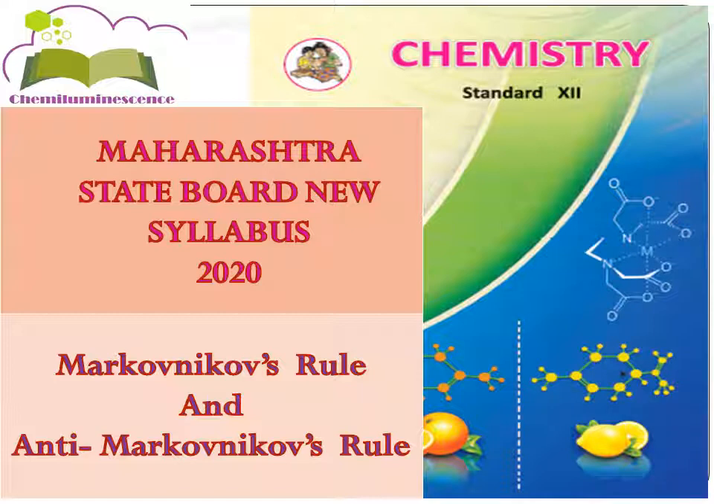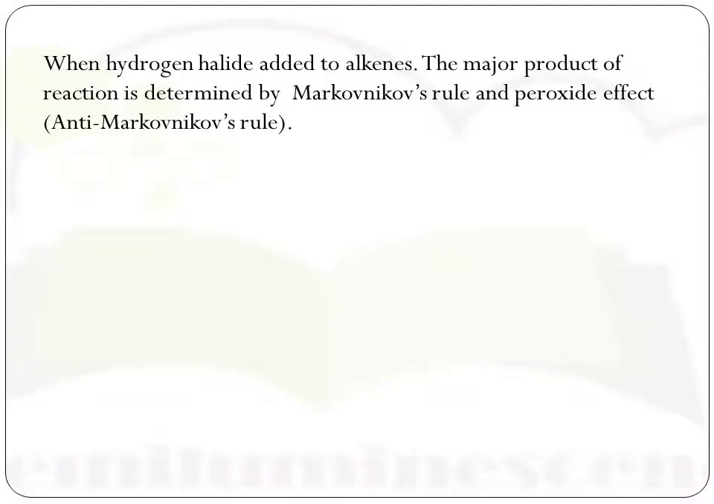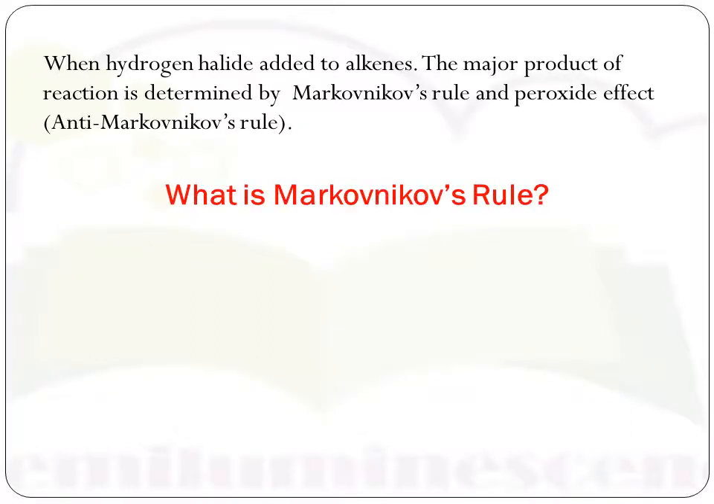In this video, we are going to discuss Markovnikov's rule and anti-Markovnikov's rule. These rules are used for determination of major and minor products in the hydrohalogenation reaction of alkenes, that is, addition of hydrogen halide to alkene. First, we will discuss Markovnikov's rule and then anti-Markovnikov's rule. Let's see first what is Markovnikov's rule.